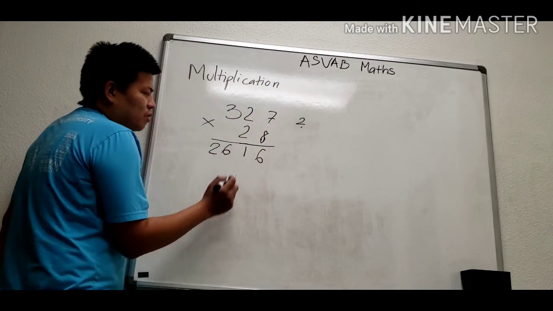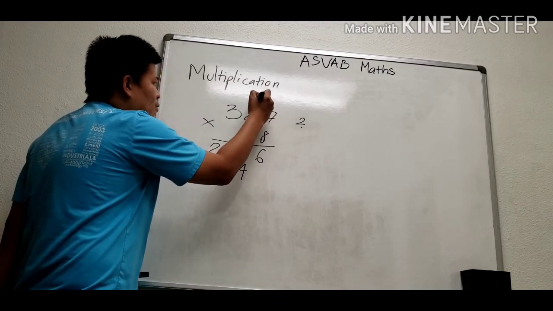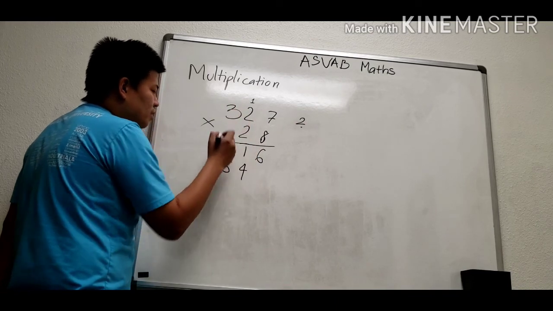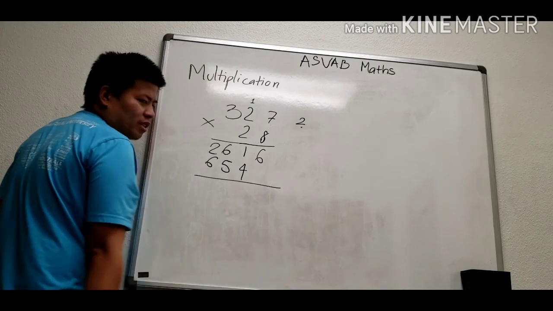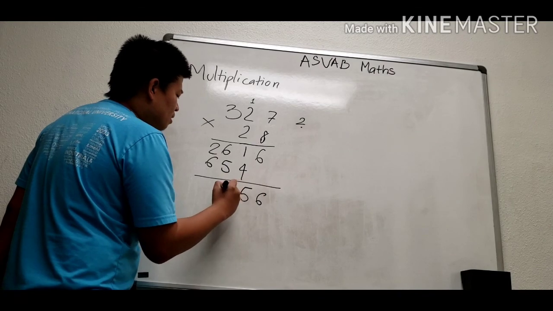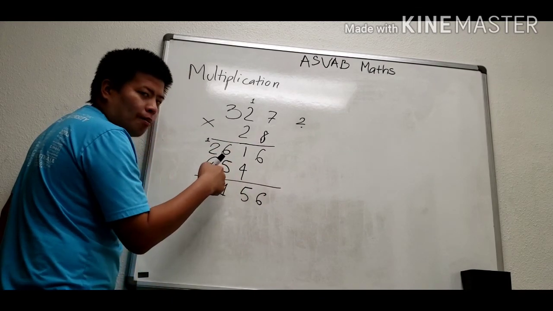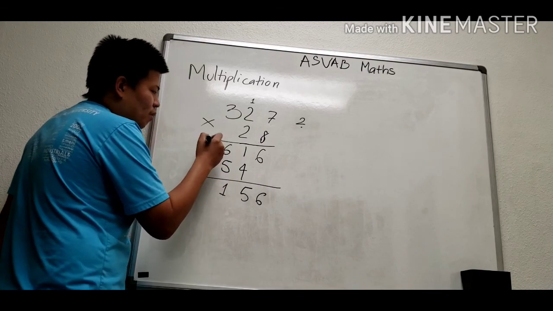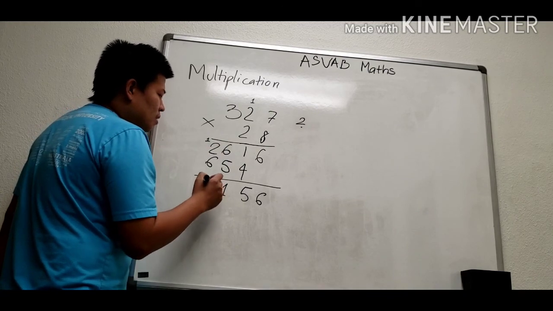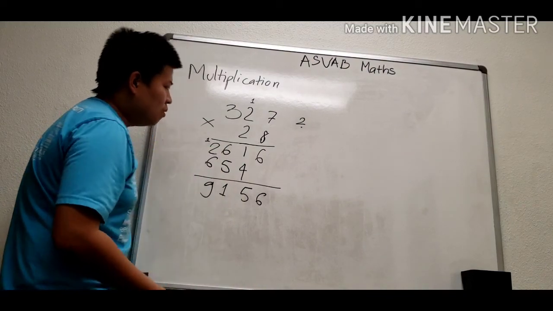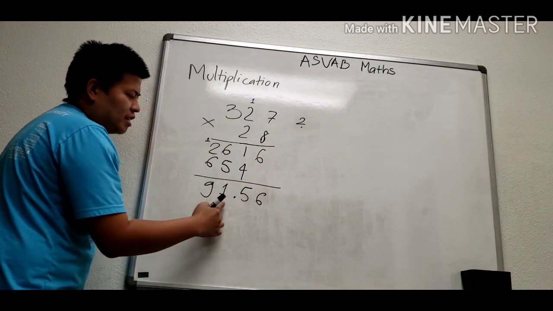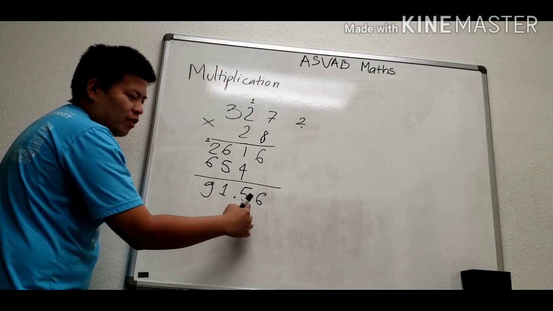Number 2 times 7 is 14. We have 1 here. 4 plus 1 is 5. 2 multiplied by 3 is 6. So we sum the 2 numbers together. We got 6, 5, 1. We have another 1 because 6 plus 5 is 11, so we have the number 1 here. 6 plus 2 plus 1 is 9. So we have 2 decimal places. We move it here. So the answer here is 91.56.